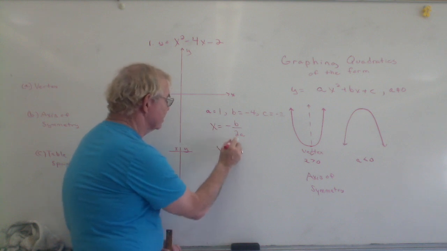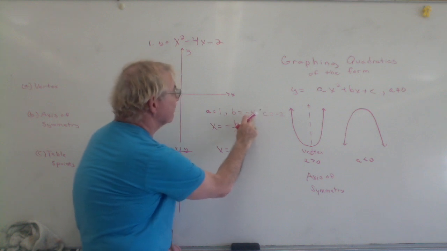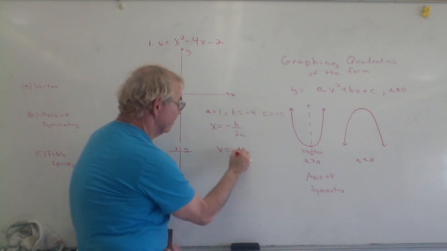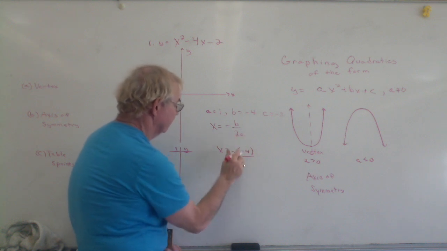Okay, we take minus b. If you recall, b is minus 4. So minus b would be minus a negative 4, and a is 1.